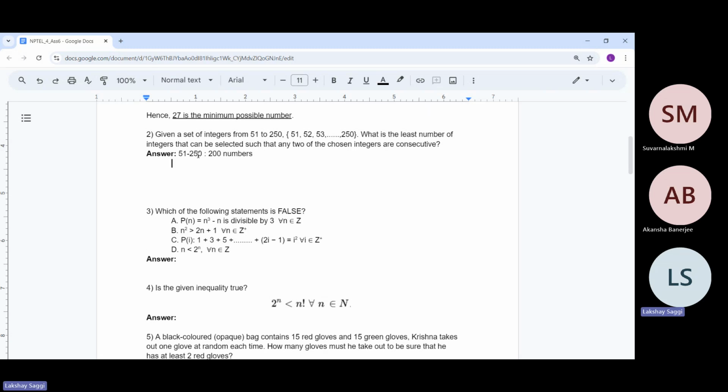And we can have a set of 100 numbers. What I'm trying to do is divide this 51 to 250 into two sets, the odd numbers and the even numbers. The odd numbers are 51, 53, 55, and so on till 249. How many numbers will this be? This will be just 100 numbers.